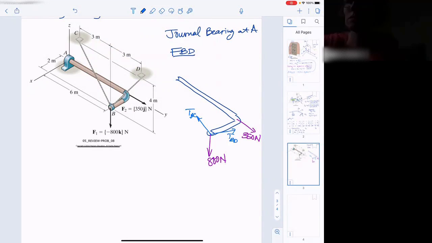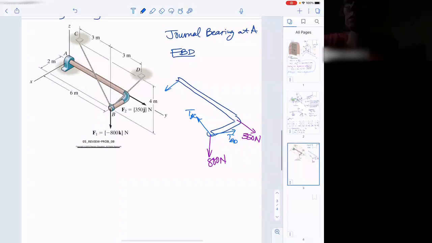And then at our journal bearing, remember what a journal bearing does is, because we've only got one bearing, we want to look up which moments and which forces will be on this bearing. So this bearing is going to prevent translation in just two directions. Since it's a journal bearing, it's free to slide in the Y direction, which means we're going to end up with a reaction in only the X and the Z directions, but not the Y direction. If it were a thrust bearing, we would also have a Y.